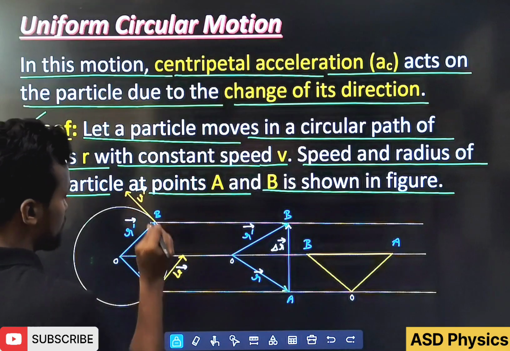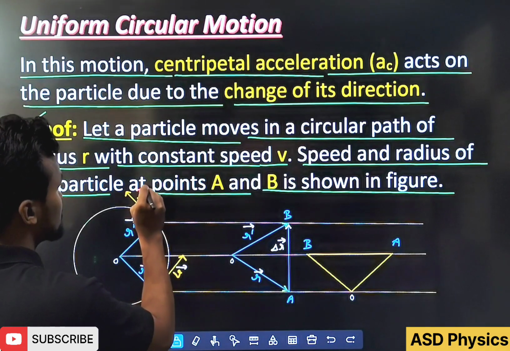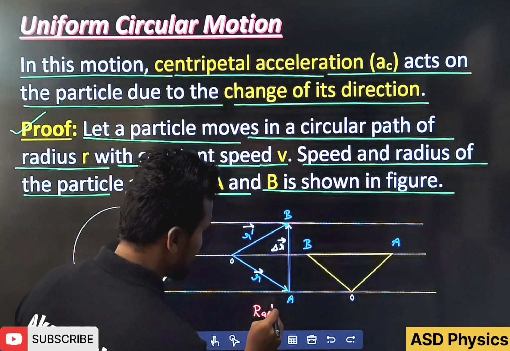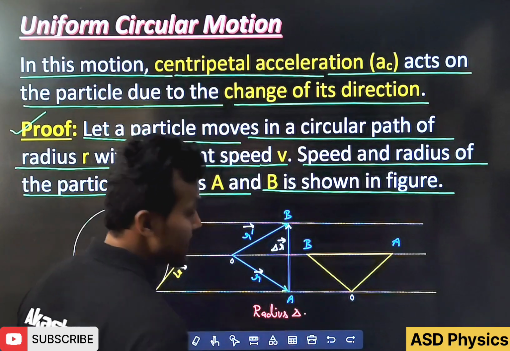So here also you can put the vector sign. Is it like this? No. So this is my which triangle? That is called here the radius triangle. Which triangle is there? Radius triangle.